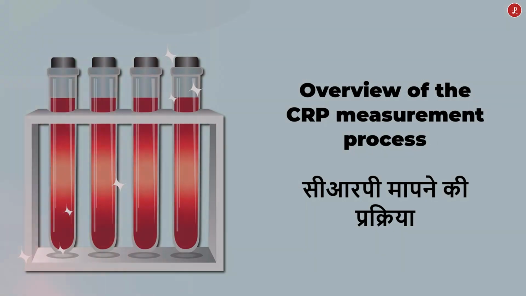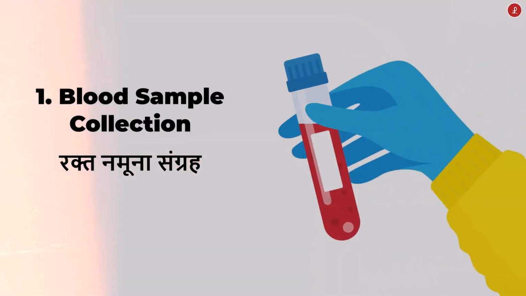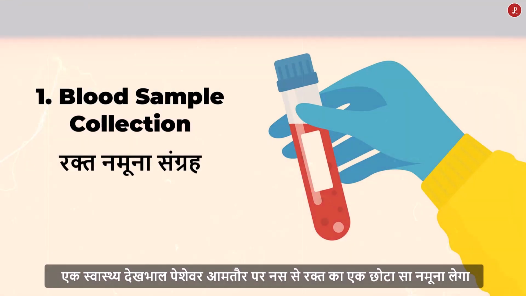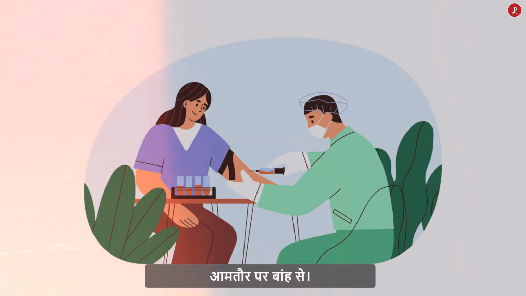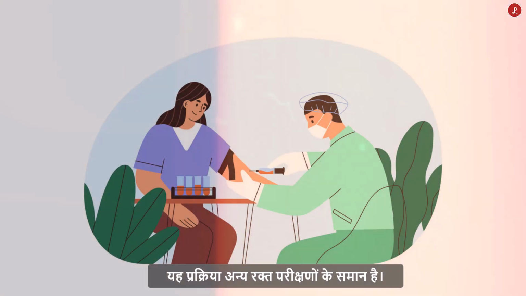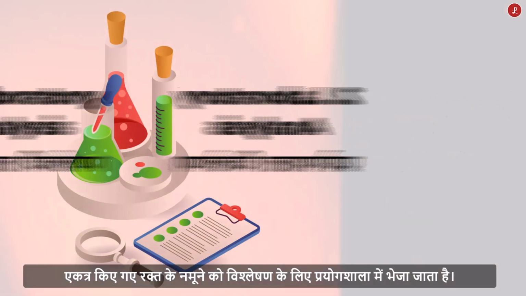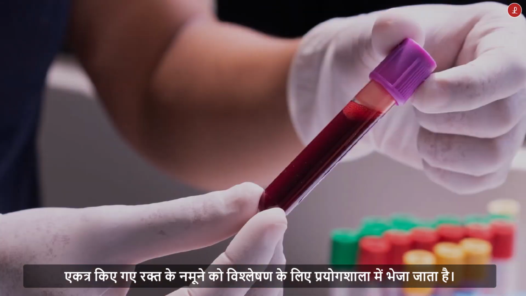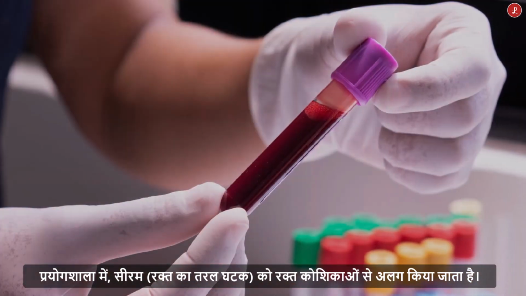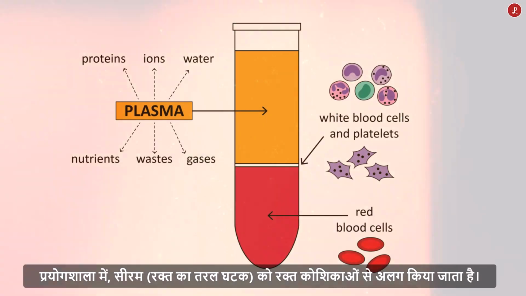So here is an overview of the process. Let's discuss it. Blood sample collection. The healthcare professional will usually draw a small amount of blood from a vein, typically from the arm. The procedure is very simple compared to other blood tests. The collected blood sample is then sent to the laboratory for analysis, and in the laboratory the serum component, the liquid component, is separated from the blood cells.